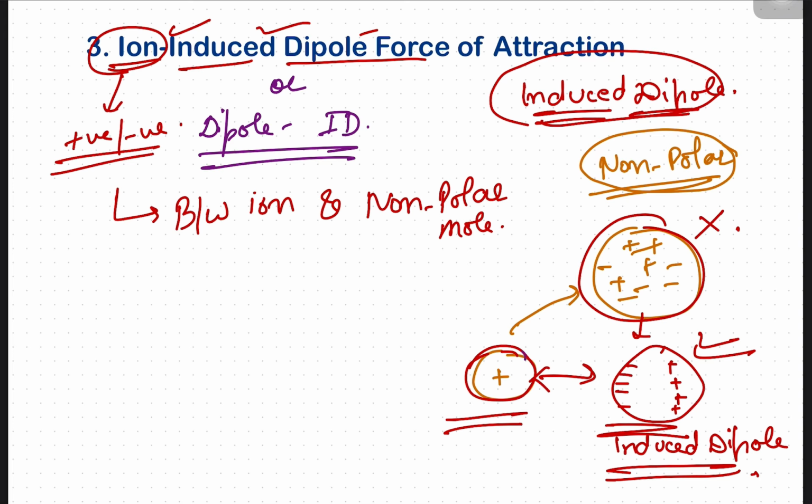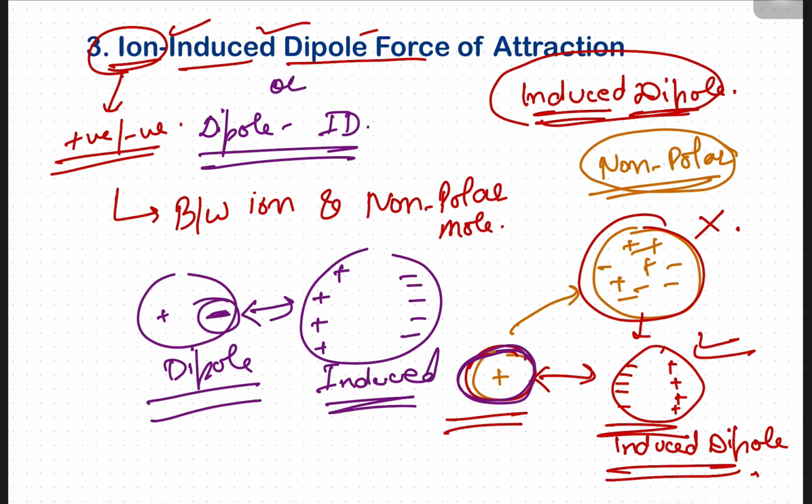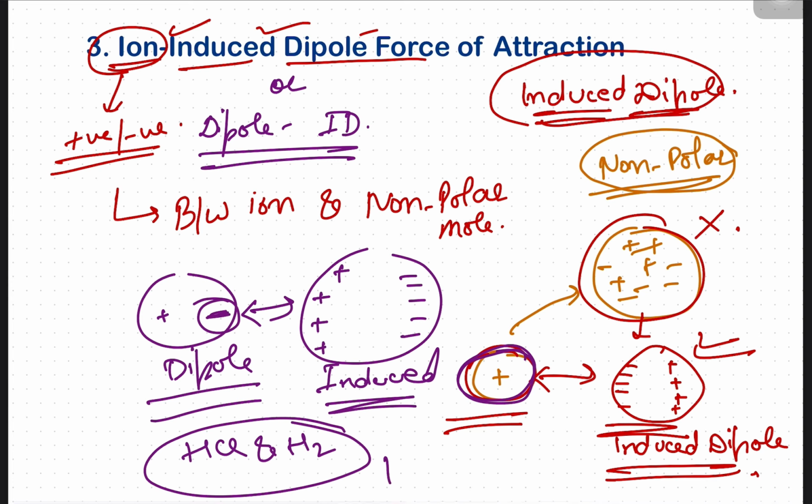That means, in this case, instead of an ion we are taking a dipole. So what will it do? This is a negative charge on one side, so it will attract the positive charge on one side and the negative will be left on the other side. So the force of attraction between this dipole and this induced dipole is known as dipole-induced dipole forces of attraction. I hope that is clear. For example, between HCl and H2, this is an example of dipole-induced dipole force of attraction.